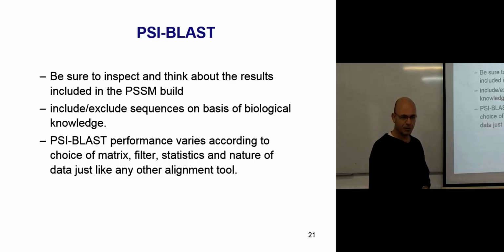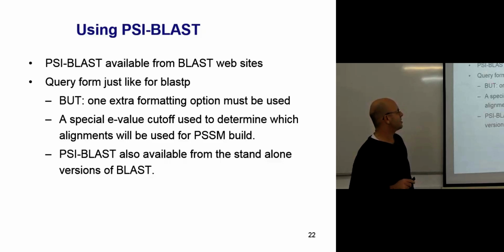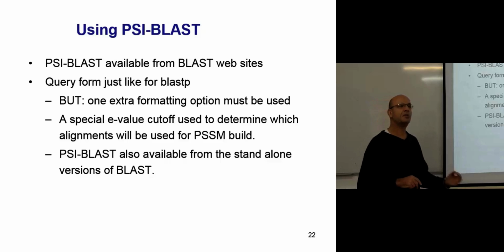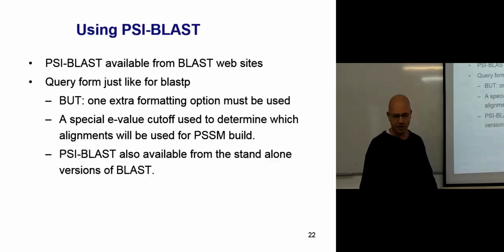Although there is also a problem with this domain, I'm going to show it right here. Okay, it's just a technical issue. PSI-BLAST is available from several BLAST websites, in particular the NCBI website. The query is just like BLASTP or BLAST protein. There is one parameter that you may need to specify in addition, which is the cutoff of e-value to determine which hits from the first round are going to be used in the next rounds. So this is the only difference in terms of what input we need to provide.